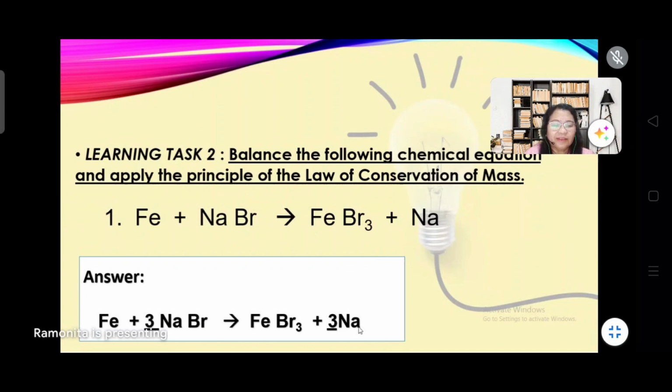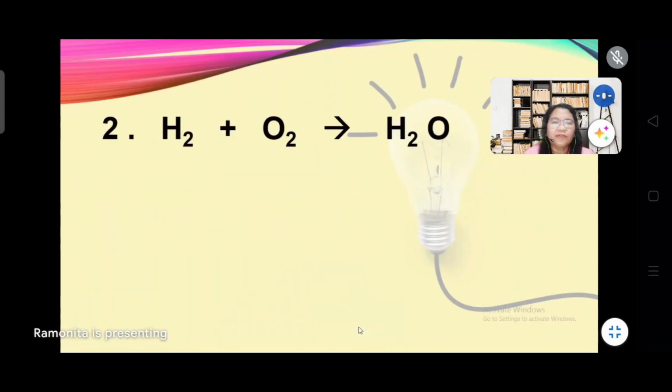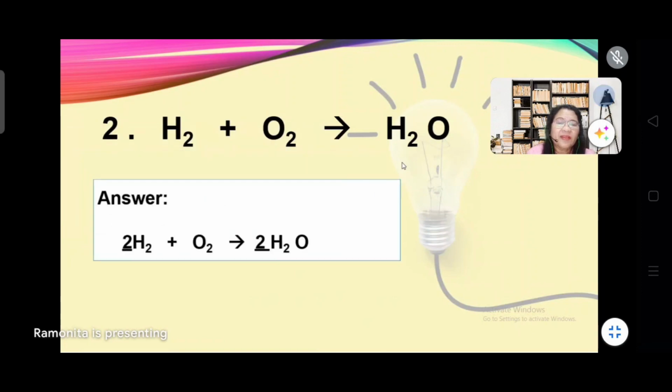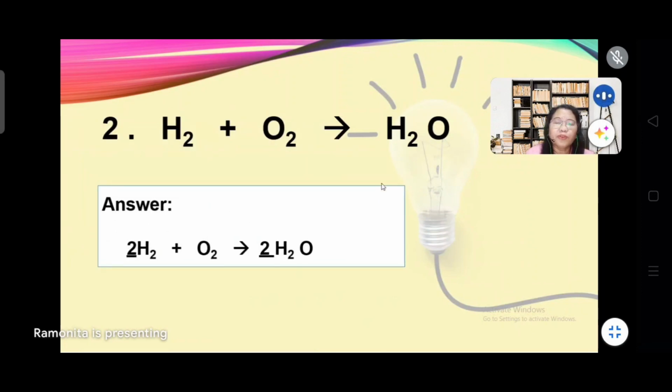Okay, next equation. We have here hydrogen gas combined with oxygen gas produce water, which is H2O. Try to balance it using the said law of conservation of mass. Okay, let's check your answer again. So the answer is 2 moles of hydrogen gas plus oxygen gas produce 2 moles of H2O, that is the water.